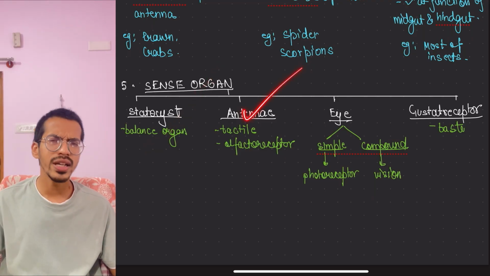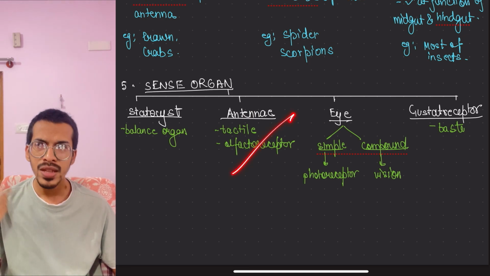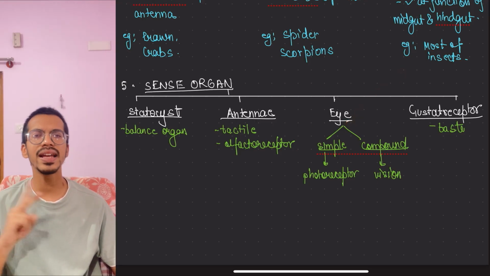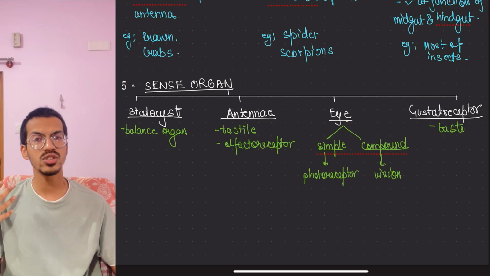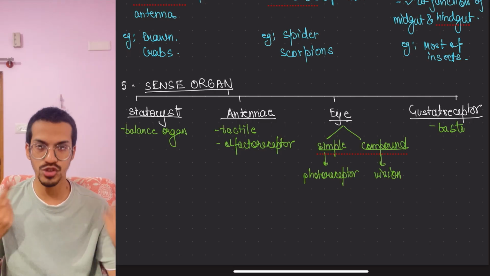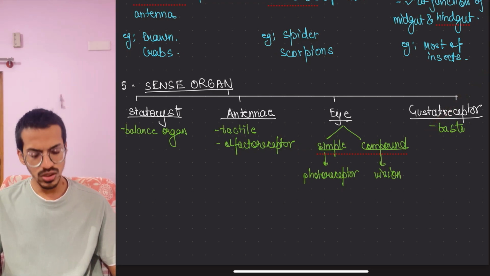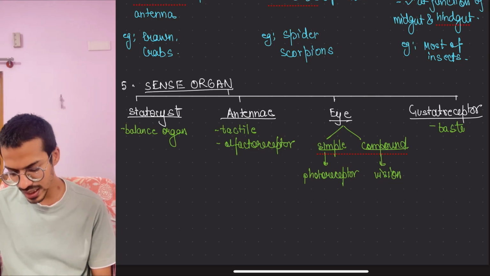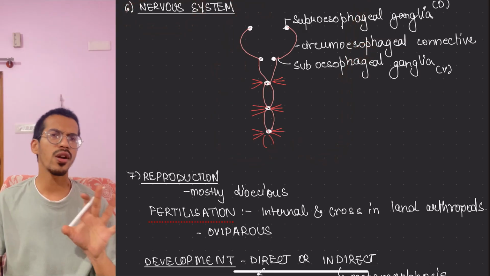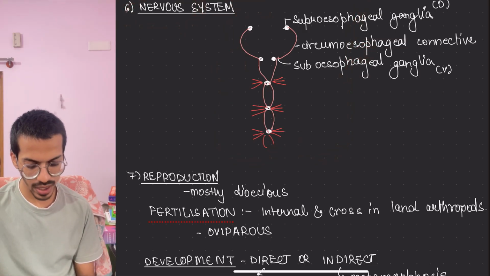Then the antenna. Remember that the antenna functions as tactile touch receptors, and also as olfactory smell receptors. Then eyes: there are two types of eyes, simple eye and compound eye. Simple eye detects the presence of light. Compound eye detects image formation. Then gustatory organs, the word itself says taste, helping in the taste. Then comes the nervous system. We will learn more about it. For now, just remember that this nervous system has ganglia, which you already know.